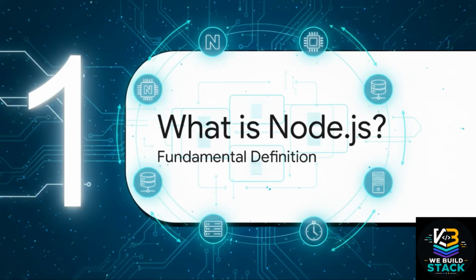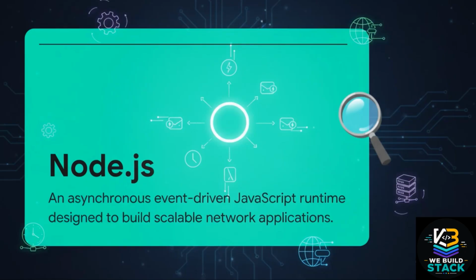Section 1. What is Node.js? The fundamental definition. Now, the official definition is kind of a mouthful. It says Node.js is an asynchronous, event-driven JavaScript runtime designed to build scalable network applications. Built on Chrome's ultra-fast V8 engine, what this actually means in practice is that it handles a massive number of connections concurrently. Every time there's a connection, a callback is fired.